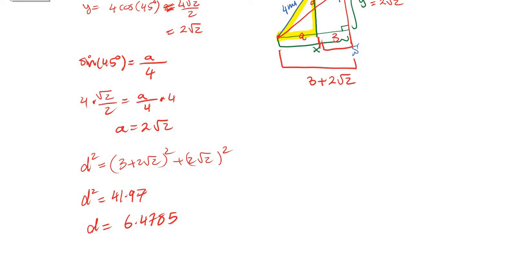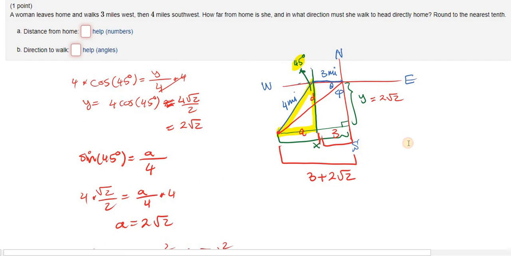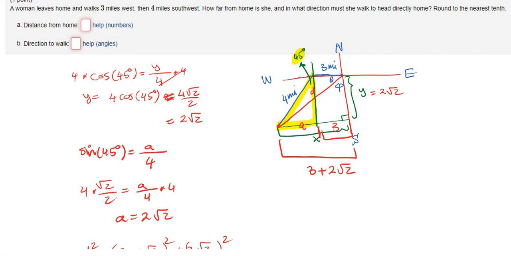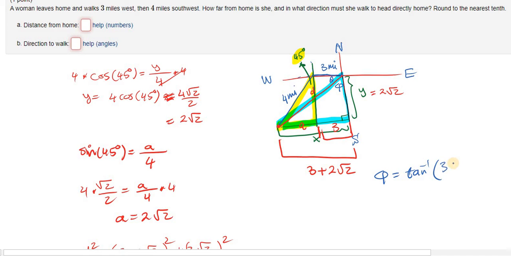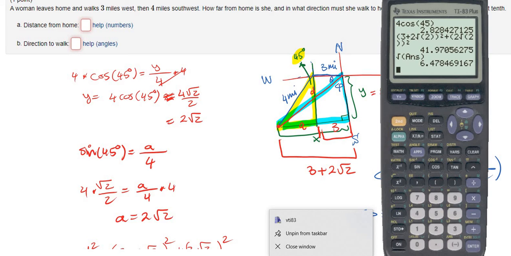The second part, I need to find the measurement of theta. From the big triangle that I'm going to color blue, I can find phi because I have adjacent and I have opposite. Even if I don't have D here, I will be able to still find phi. I know that phi will be equal to the inverse tangent of opposite, which is 3 plus 2 square root of 2, divided by 2 square root of 2, which is adjacent. So phi in this case will be equal to, I'm going to grab my calculator.